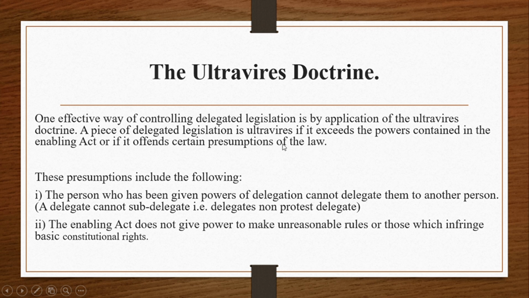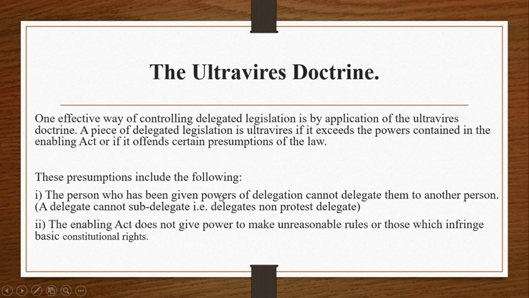So if someone comes up with laws or regulations that are beyond their power, that law or that legislation is regarded as invalid or ultra vires. So this mechanism is used to control delegated legislation so that they don't come up with unnecessary laws. So these are the presumptions that we have when it comes to the ultra vires doctrine.